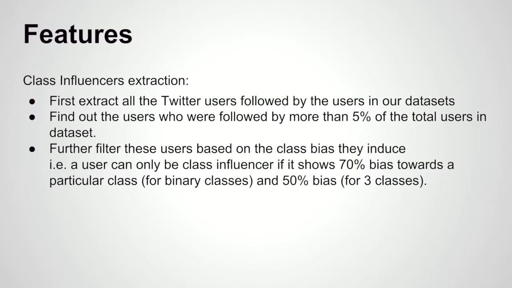We further filtered these users based on the bias they induced on each class. For example, a user can only be a class influencer if it shows 70% bias towards a particular class for binary classes and 50% bias for three classes. So once we extracted these class influencers, we used top K of such influencers and used each of them as a feature.